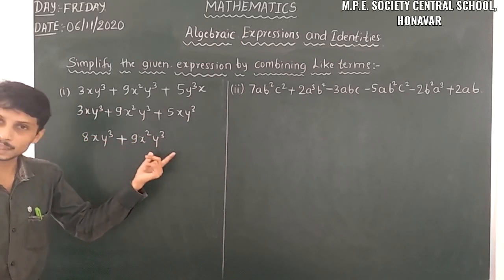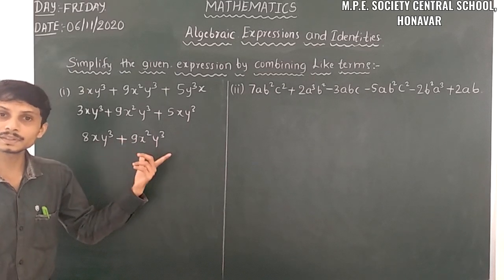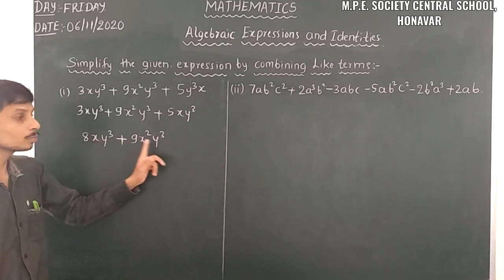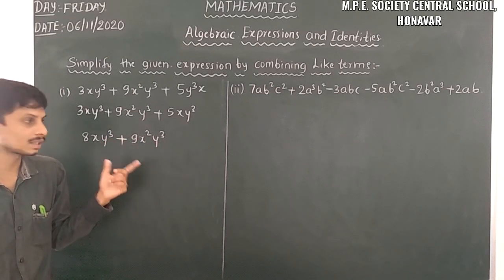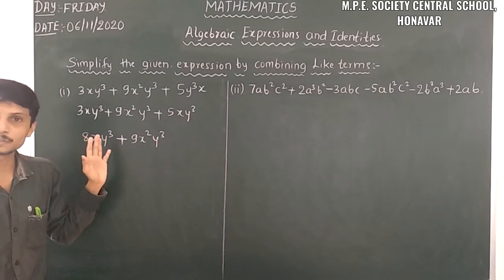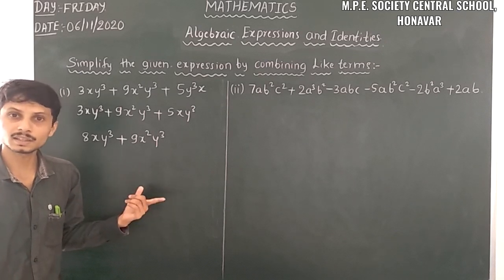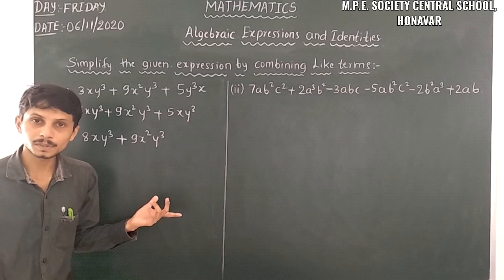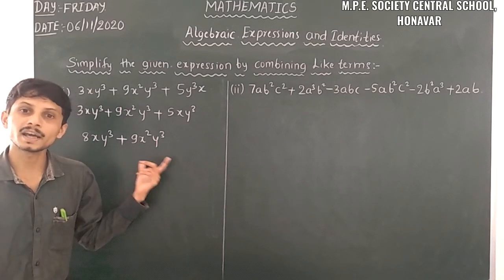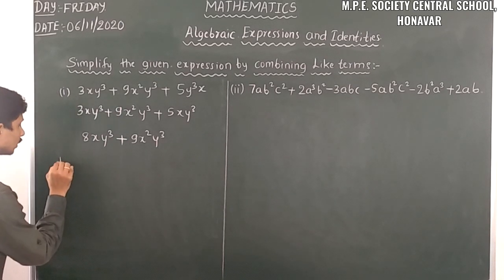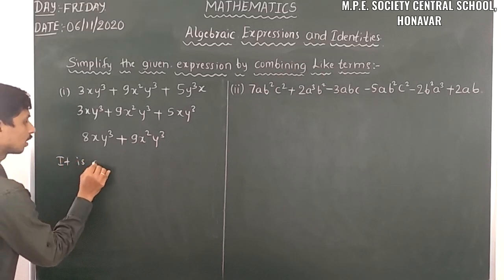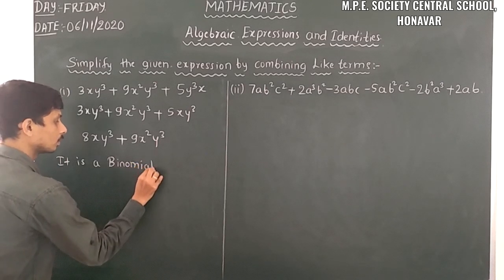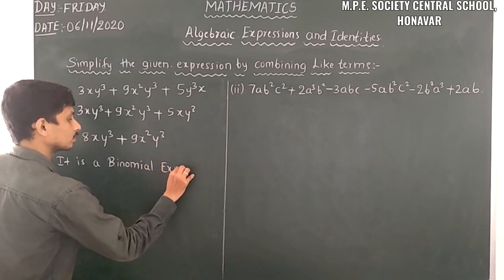So here it is having the same variables but raised with different powers. That's why here x is there, here x square is there, here y cube is there, here y cube is there. Y cube is the same, but x and x square are different. So that's why we can consider those two as unlike terms. So what is the type of that expression here? It's a binomial expression. Yes.